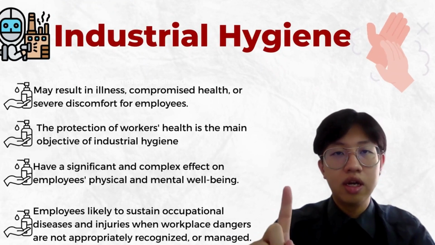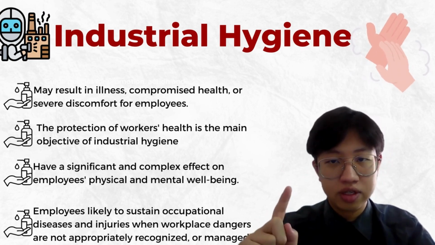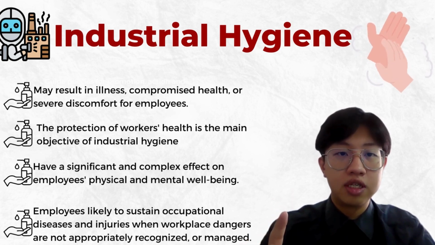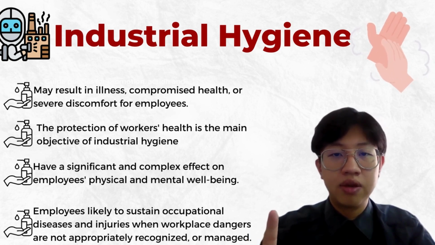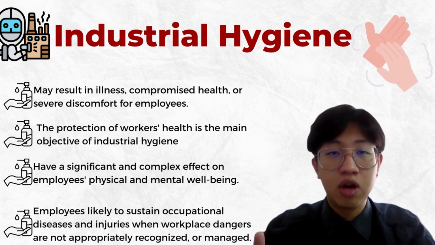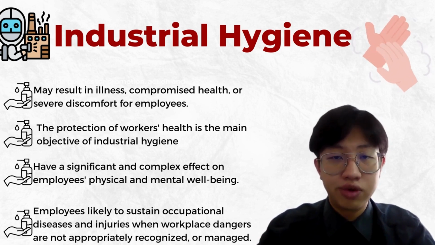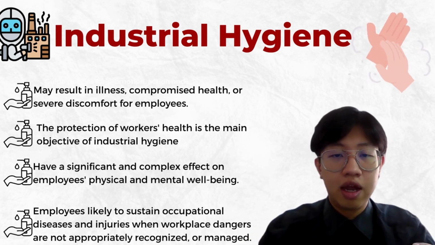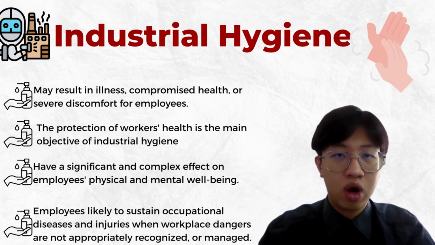Industrial hygiene is not a hazard, but it may result in illness, compromised health, or severe discomfort for employees if not handled properly. The protection of worker health and well-being, as well as the general public, is the main objective of industrial hygiene. Neglecting industrial hygiene can have a significant and complex effect on employees' physical and mental well-being.